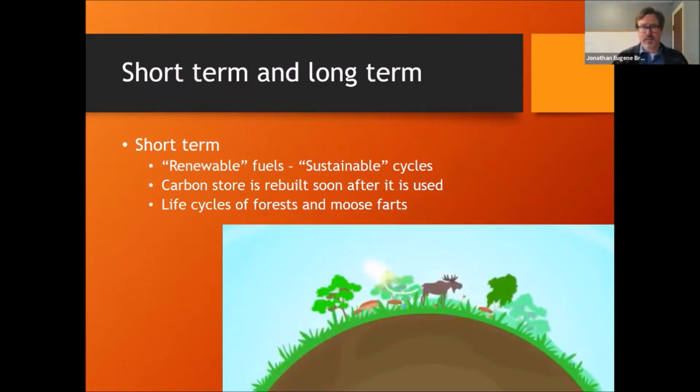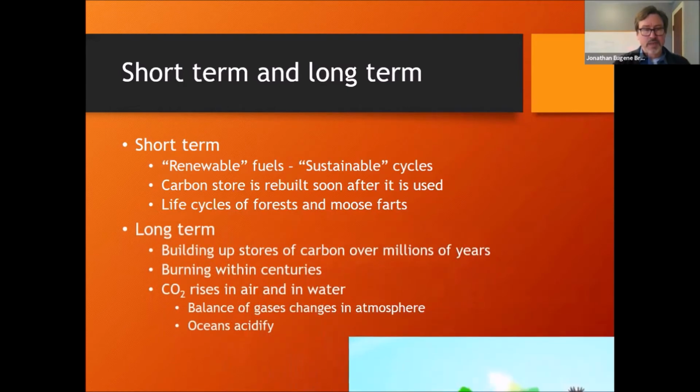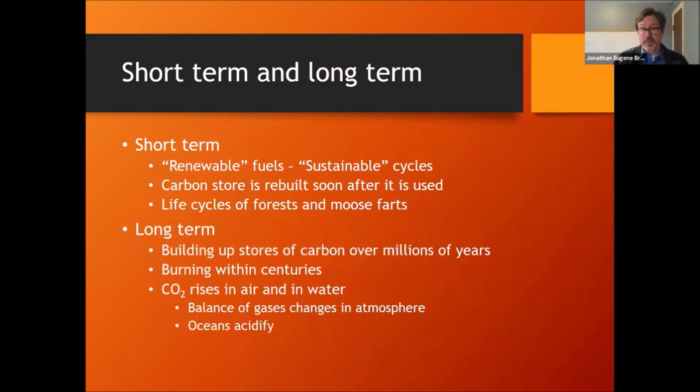There are lots of cycles in the short term. Again, breathing is one of them. If you watch that video, which I do recommend to you, on the chemical processes of carbon cycles and moose farts, that is all part of the short-term carbon cycle. The long-term carbon cycle then is part of this burning of fossil fuels. This is engaging in a cycle that actually unfolds over millions of years instead of the very short term we've been talking about.